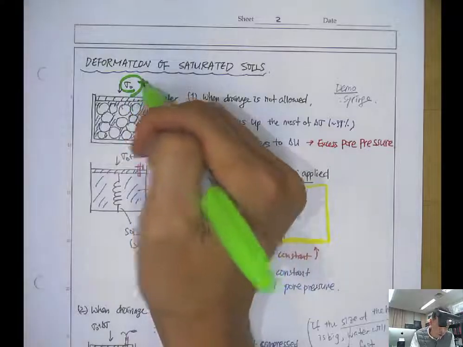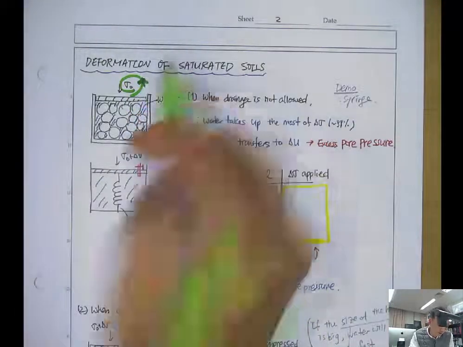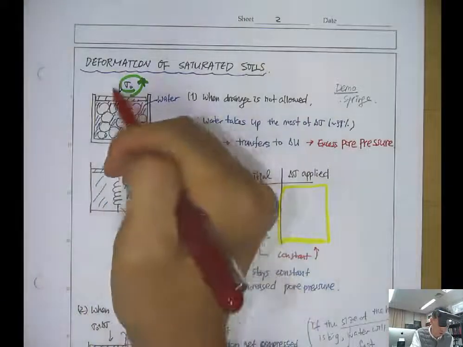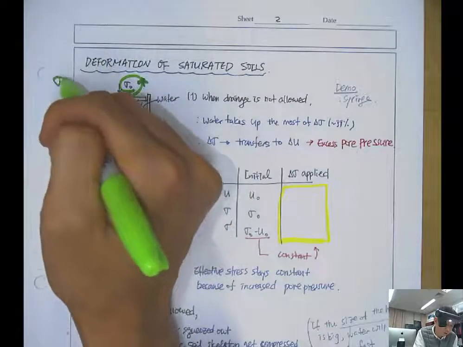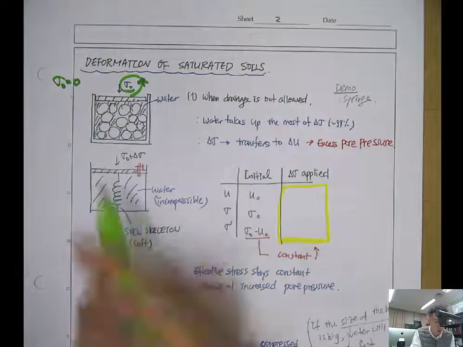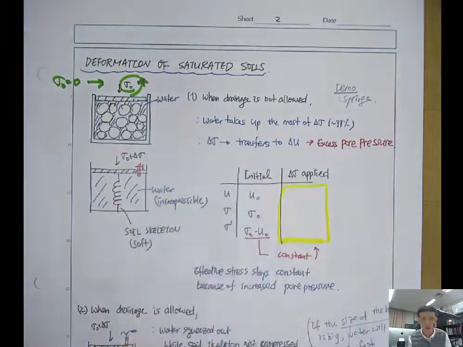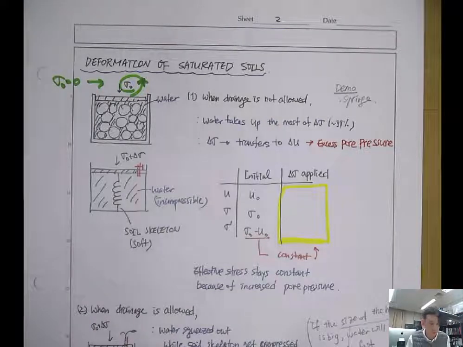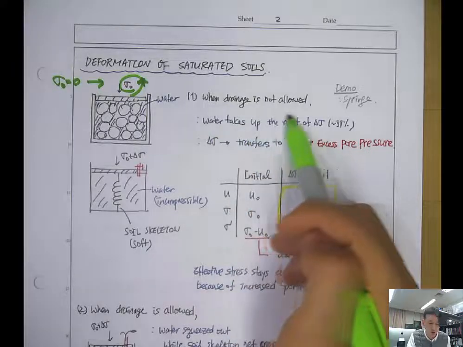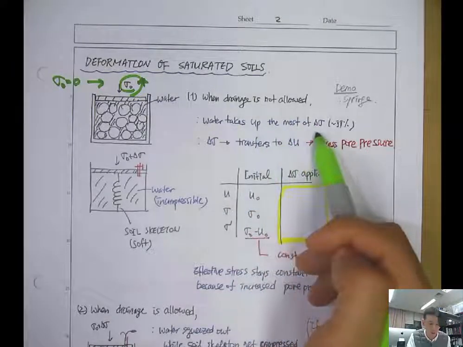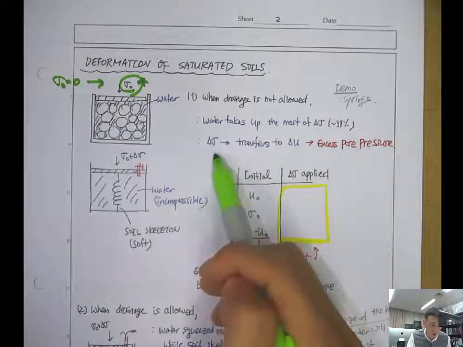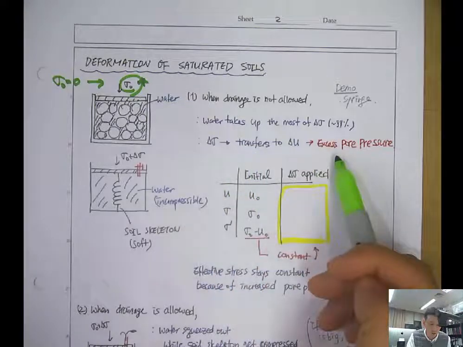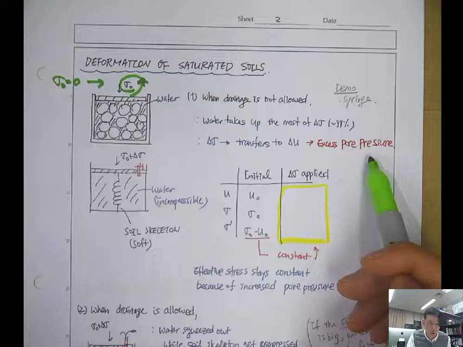And when you apply, sorry. So I think we gotta start from the zero. So the total stress was zero at the initial. And then it becomes sigma naught. And this sigma naught total stress will be taken by the water when the drainage is not allowed. So the water takes up the most of delta sigma, the load increment. And this delta sigma transfers to the delta U, so that you have an excess pore pressure.